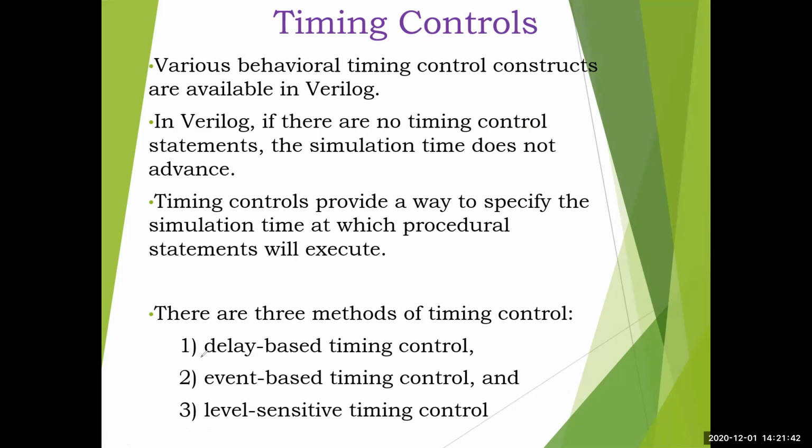So first type is called delay based timing control. Second one, event based timing control. And third one, level sensitive timing control. Again, there are many subclasses. In delay based, we have regular timing control, intra-assignment control, zero delay control and all. Similarly in event based also, we have different subtypes, and finally we have level sensitive timing control. So this is the topic of our interest today. We are going to exercise each one of these with examples. First one, we'll consider the delay based timing control.